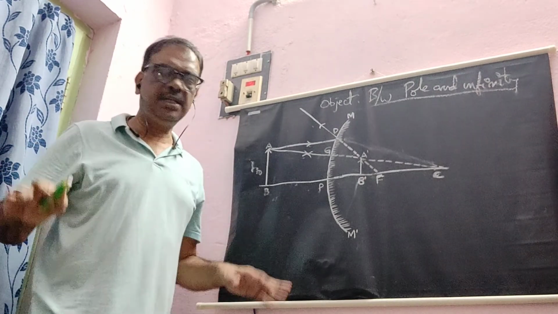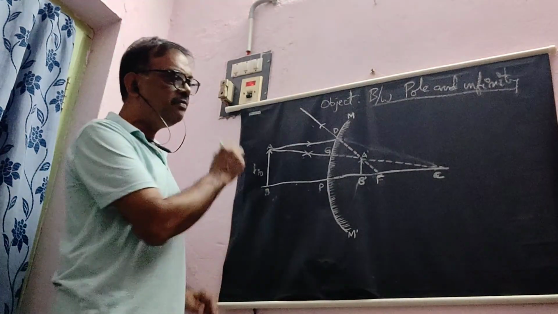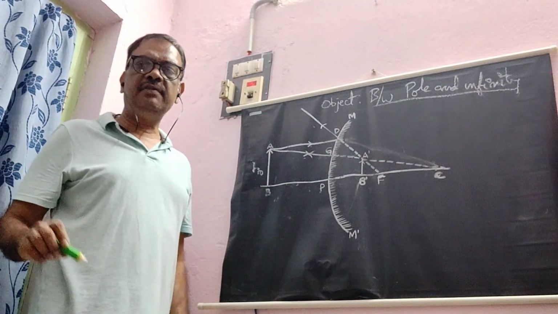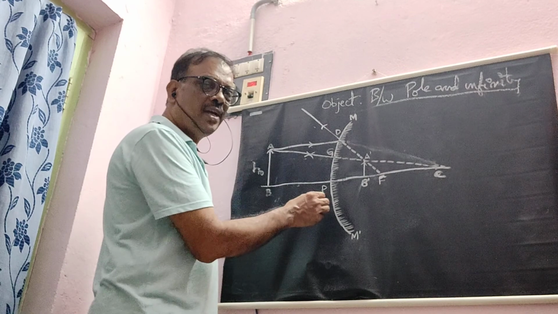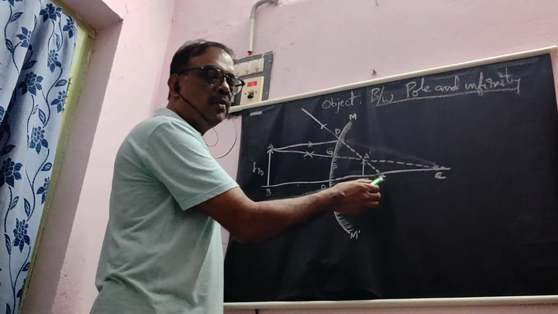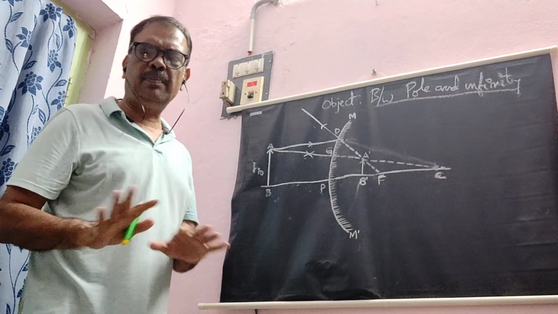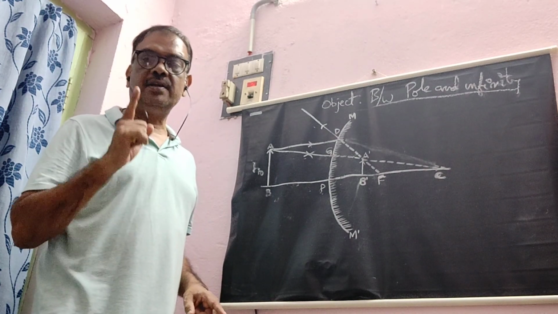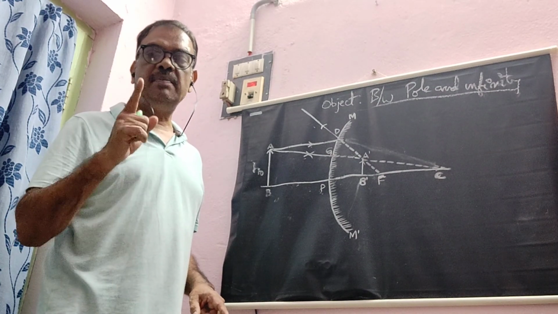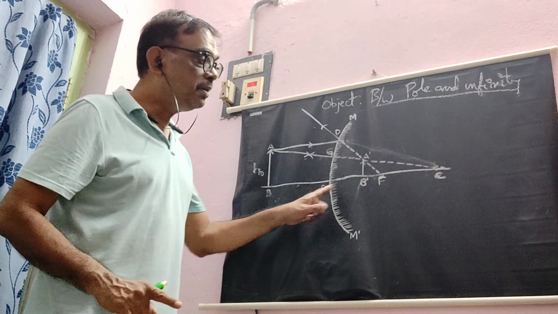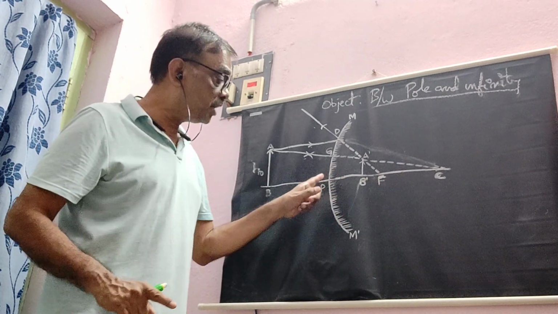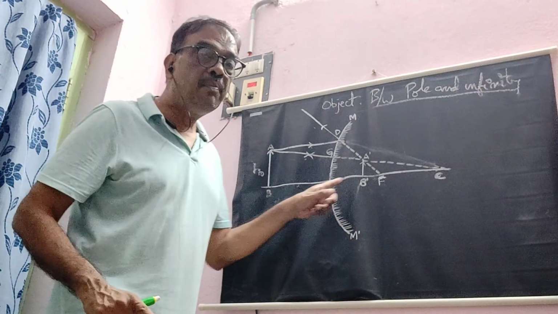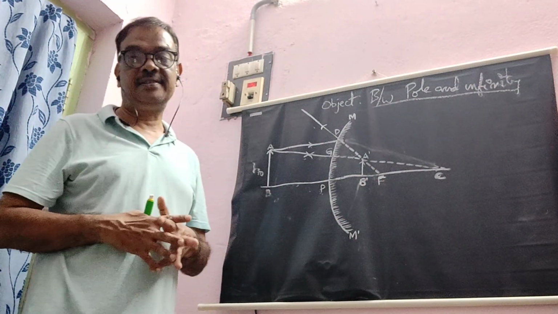So you keep the object anywhere between pole and infinity. Object placed anywhere between pole and infinity, the image is always formed between pole and focus. Whatever may be the position of the object between pole and infinity, in case of a convex mirror, the image is formed between pole and focus.